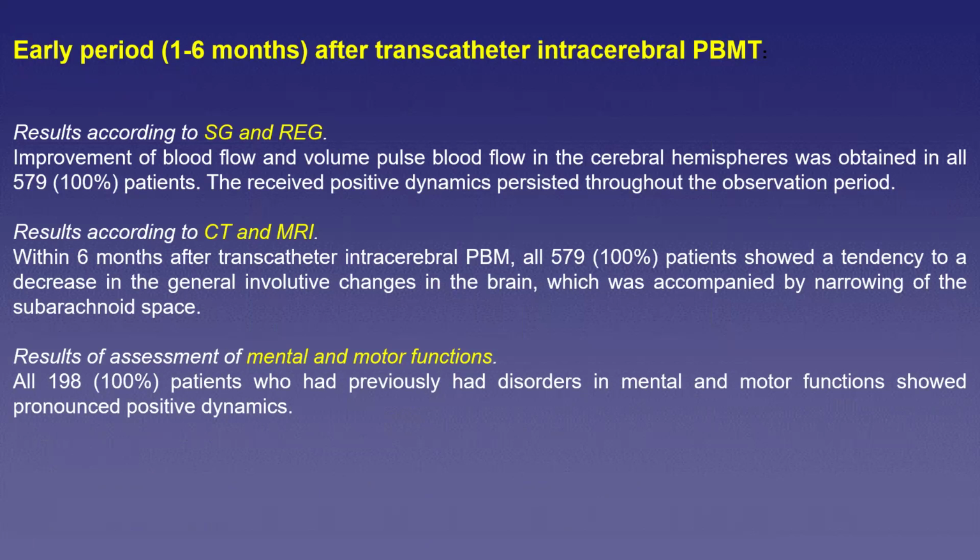According to CT and MRI, within 6 months after PBM, all 100% of patients showed a tendency to a decrease in the general involutive changes in the brain, which was accompanied by narrowing of the subarachnoid space. And for mental and motor functions, all 100% of patients who had previously had disorders in mental and motor functions showed pronounced positive dynamics. Next slide.